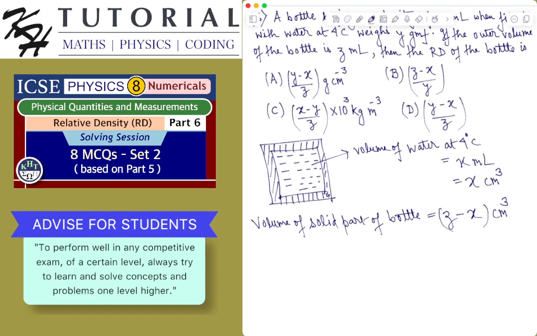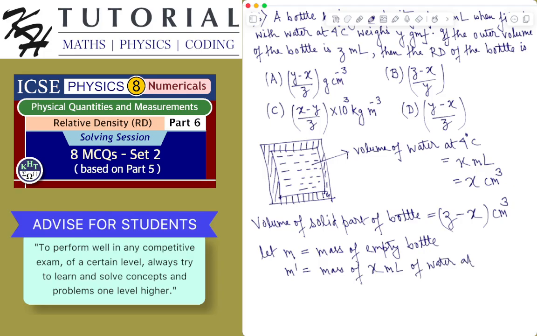Okay. Now it is given that, let small m be equal to the mass of the empty bottle, that is the solid part of the bottle. And let m dash be equal to the mass of water, that is x ml of water at 4 degrees centigrade.